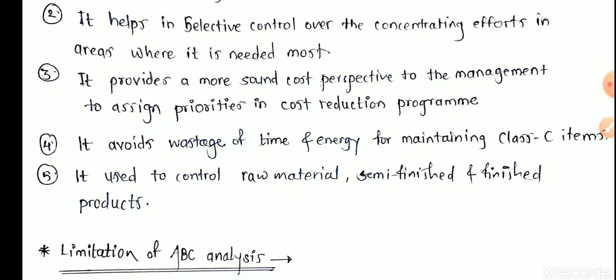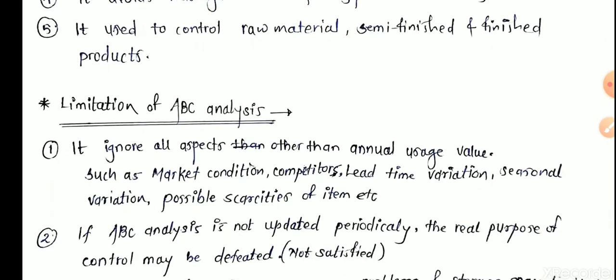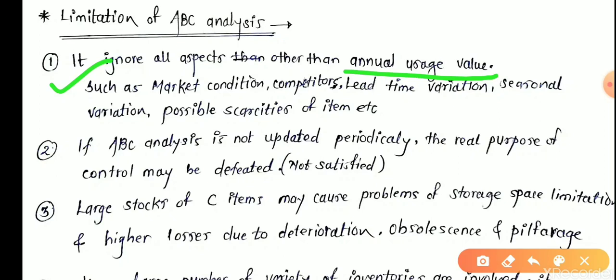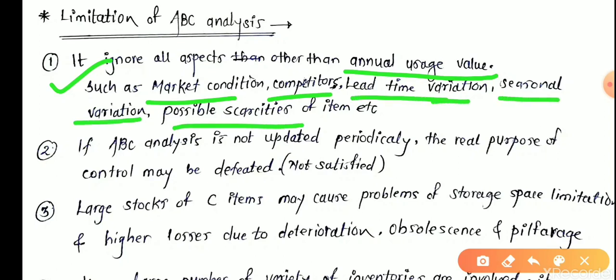It's just a classification. Now, the limitations of ABC analysis, the last part of this session. It ignores all aspects other than annual usage value. As we discuss the numerical example on this ABC analysis, we will get more clarity about these limitations. We can't consider market conditions, competitors, lead time variation, seasonal variation, possible scarcities.